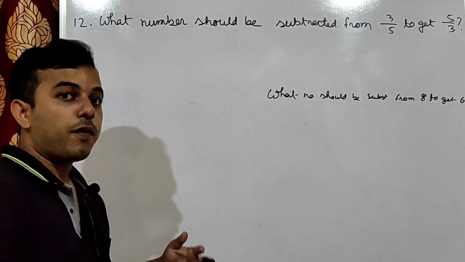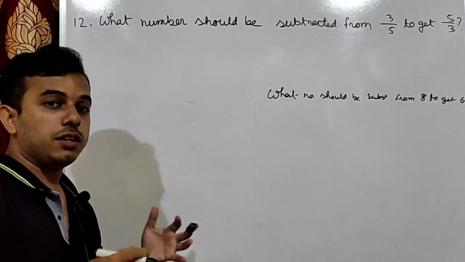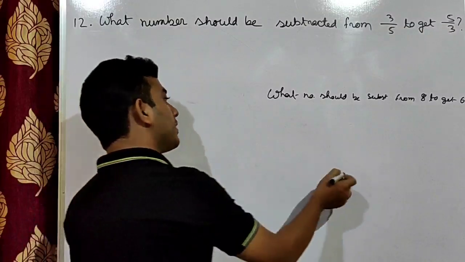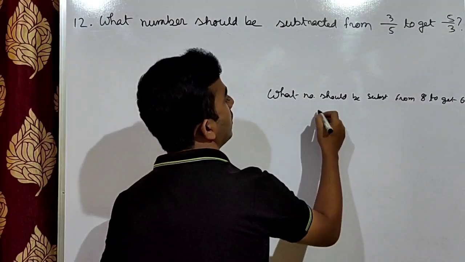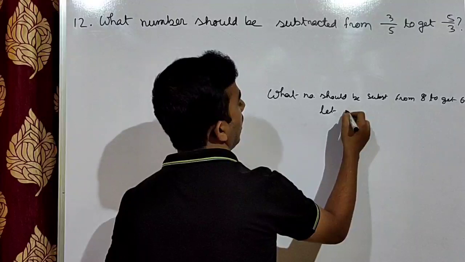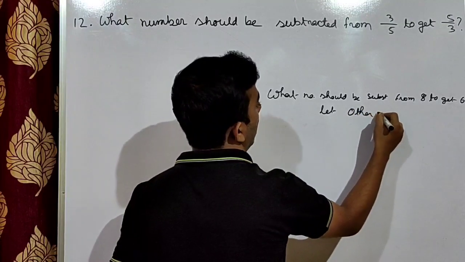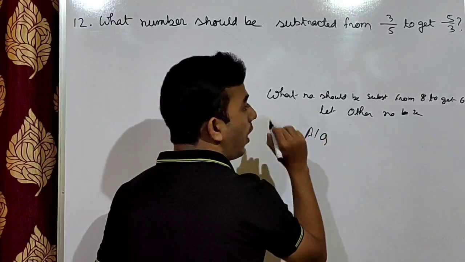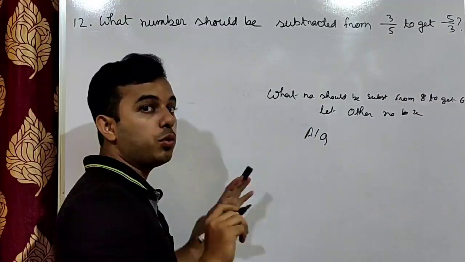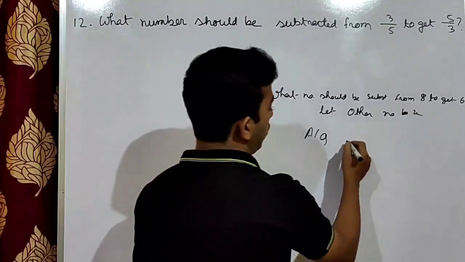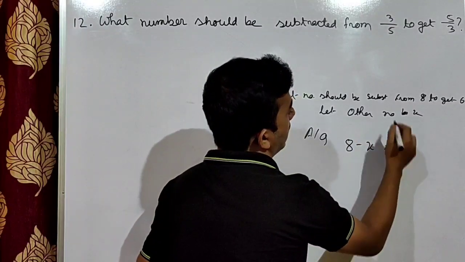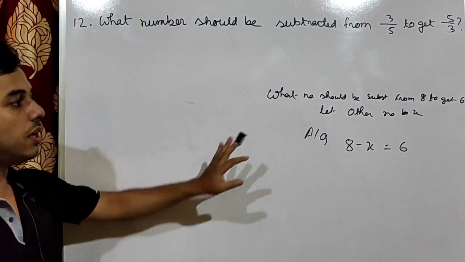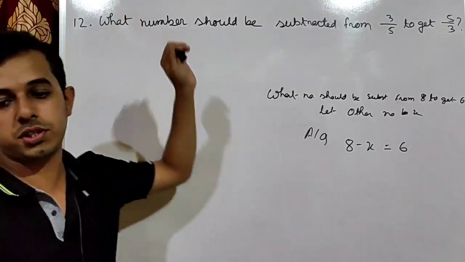That means we have to find another number such that the number will be subtracted from 8 and the result must be 6. So let us consider the other number be x. Now according to the question, what number should be subtracted from 8? So we have to subtract the number from 8. So it will be 8 minus x to get, means what result? 8 minus x equals 6.